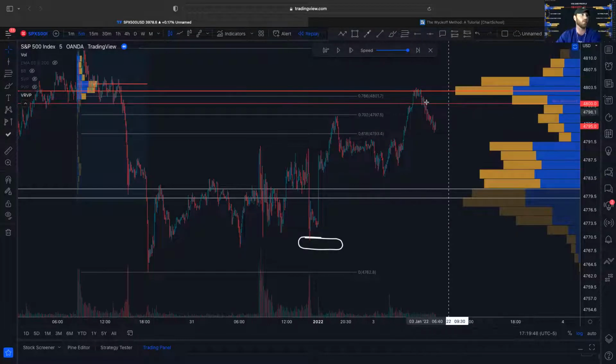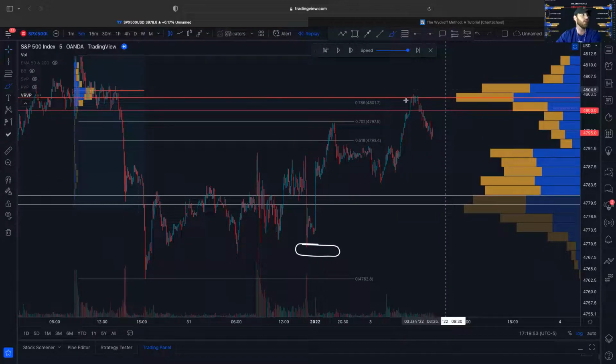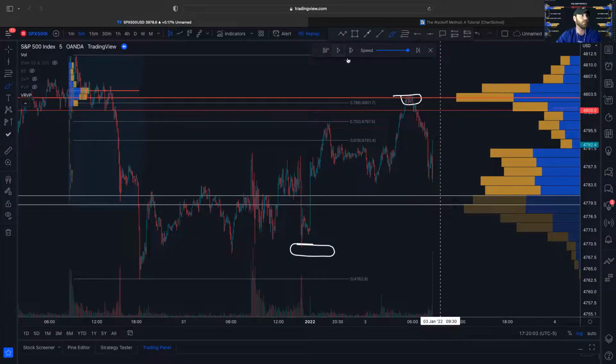Okay, so remember it was down here. We said if it comes up in here, we're looking for rejection. It rejected and it starts to move down. This is the area where you pretty much should expect it to stop, or maybe all the way down into there. And it comes all the way down into here. Then it makes this retracement.